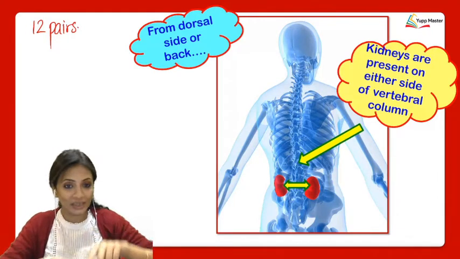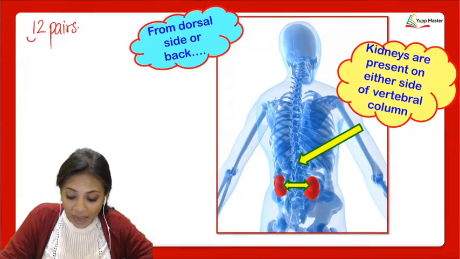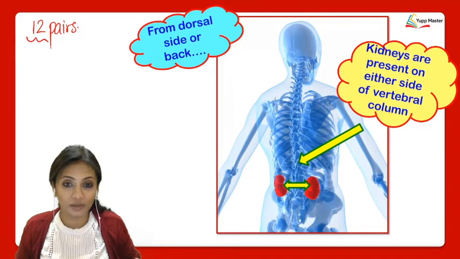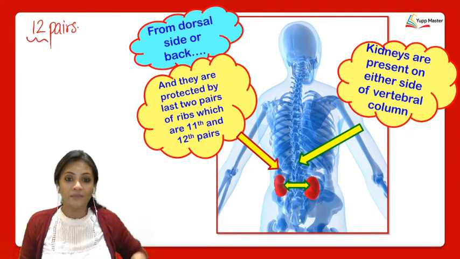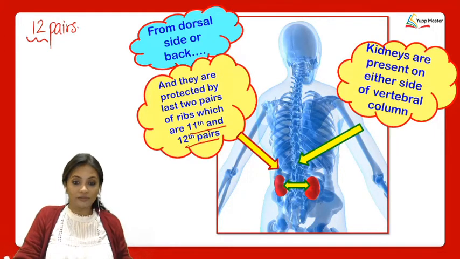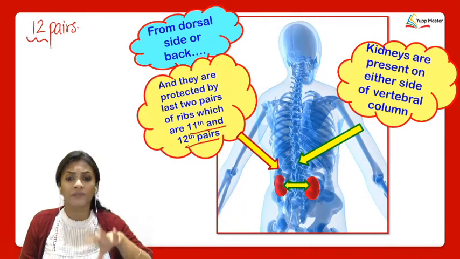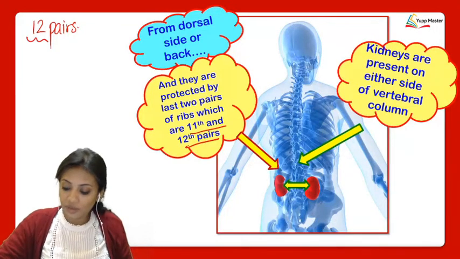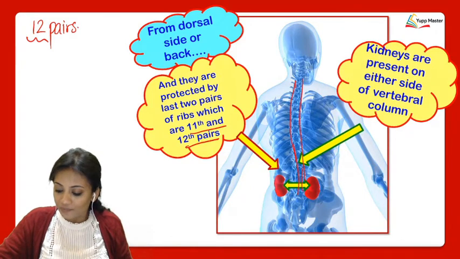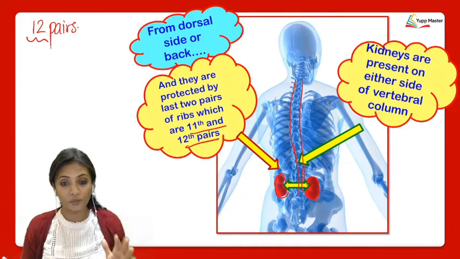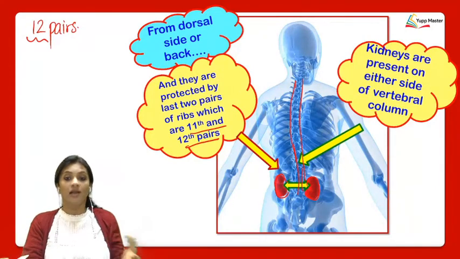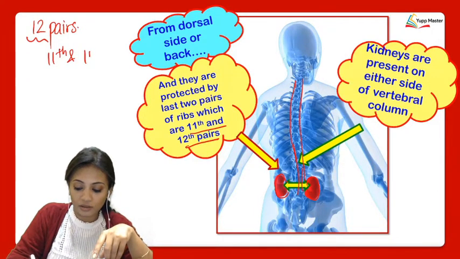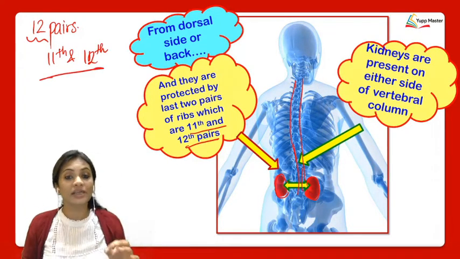All right. So we see here that the kidneys are protected by the 11th and the 12th pairs of ribs. From the dorsal side, or back side, they are protected by the 11th and 12th pairs. Here we also see the kidneys are located on either side of the vertebral column. So this is the vertebral column and the kidneys are present on either side, one kidney on one side and the other one on the other side. Which is the rib which is protecting it? It is the 11th and the 12th ribs which are protecting these kidneys.